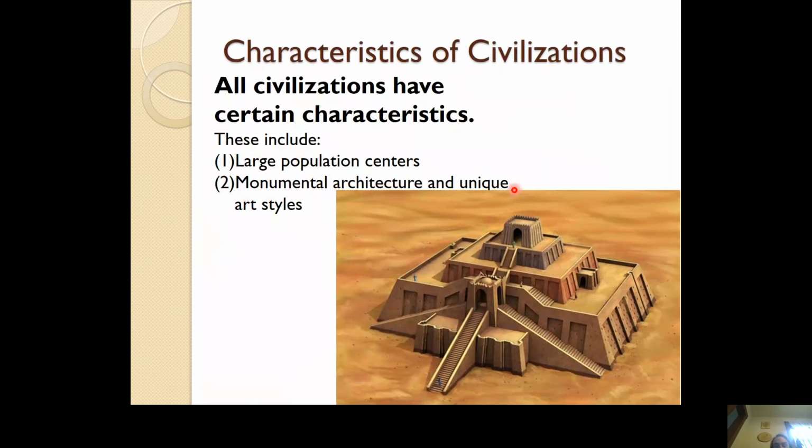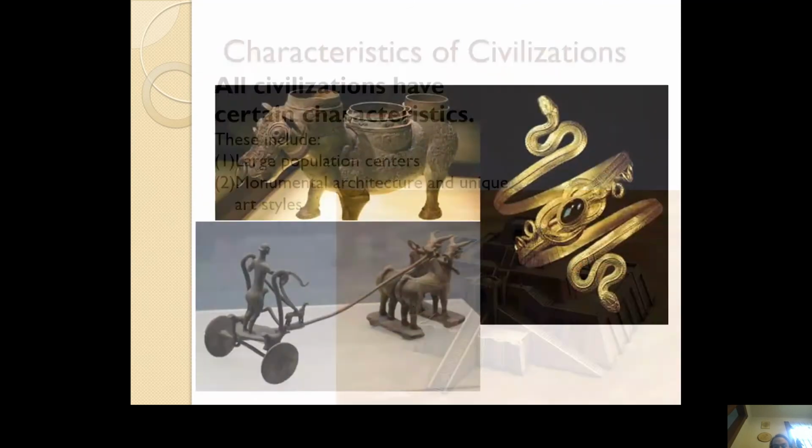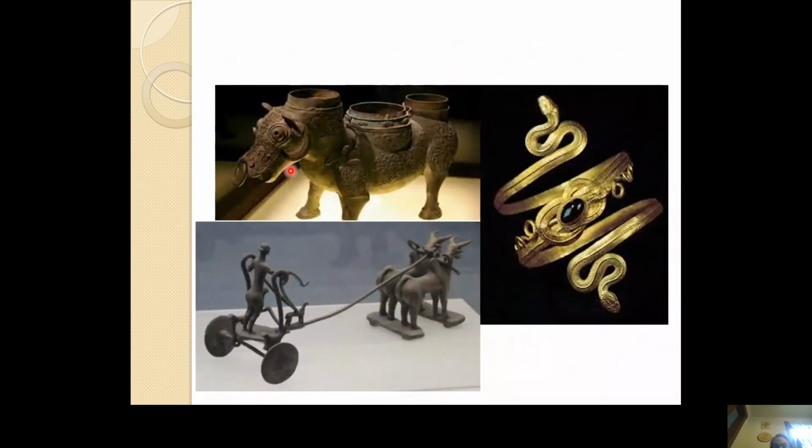And so then this one goes back to the unique art styles. This little guy here is like some type of hippo type situation. Looks like you put candles in him. That's a Chinese thing. It's a Chinese bit of art. Maybe it's a bull. I don't know. This is a bit of Mesopotamian art. It's a chariot, riding a chariot with some horses.